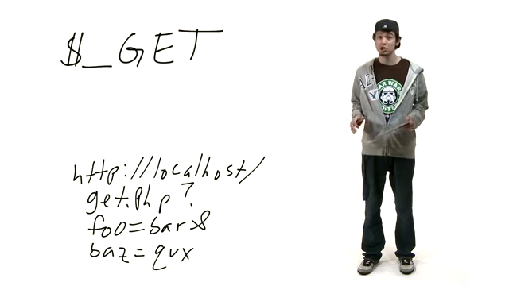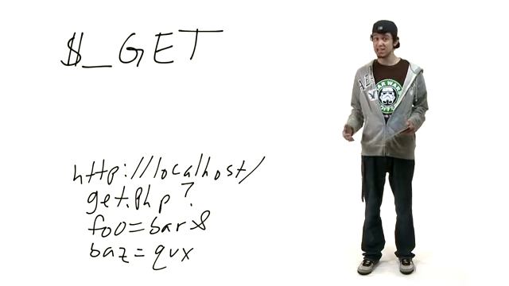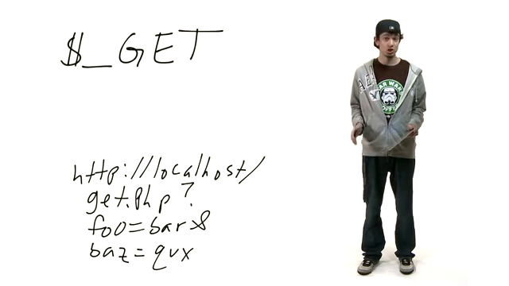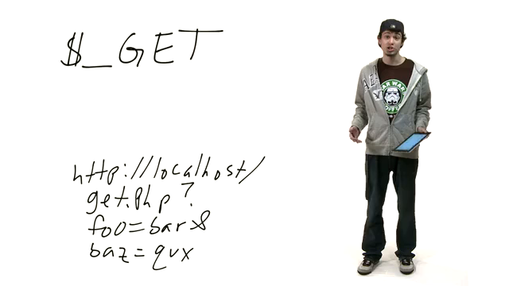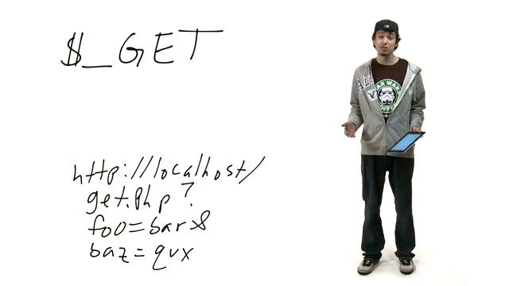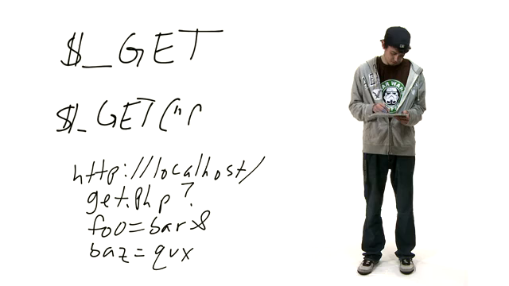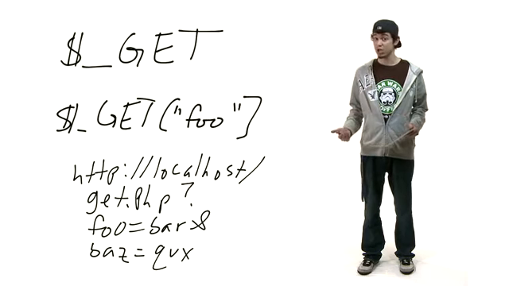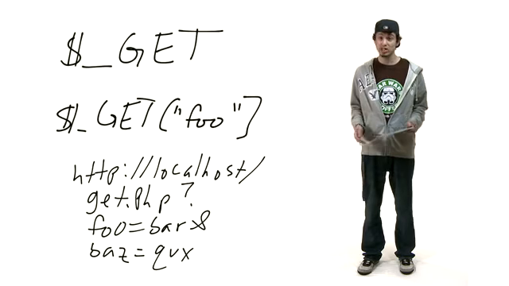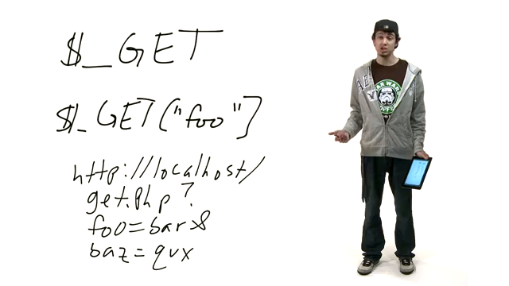$_GET. $_GET is an associative array that is automatically populated with query string data. So that means that given this URL, $_GET["foo"] will be equal to the string bar. So let's take a look at get.php to see $_GET in action.